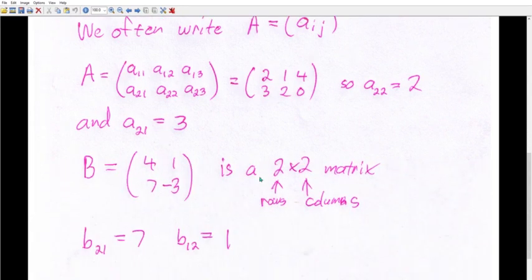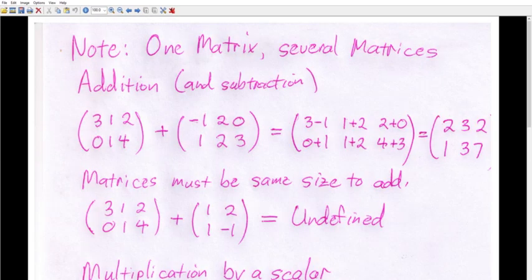Here's a matrix B. This is called a 2 by 2 matrix. It has 2 rows and 2 columns. B21 is second row, first column, 7. B12, first row, second column, 1. Just a note before we proceed: one matrix, several matrices. So matrix is the singular, matrices is the plural.